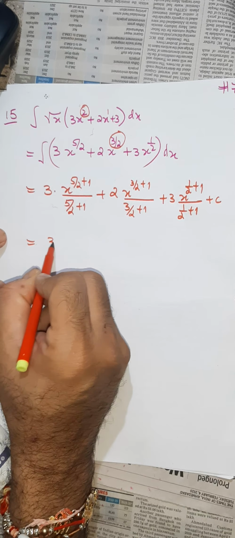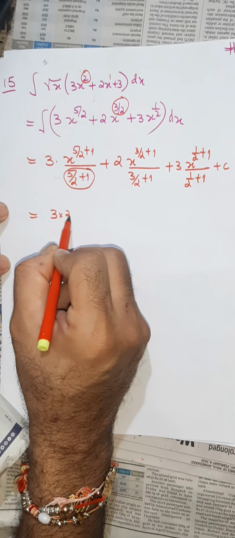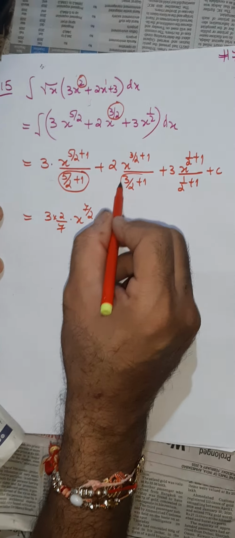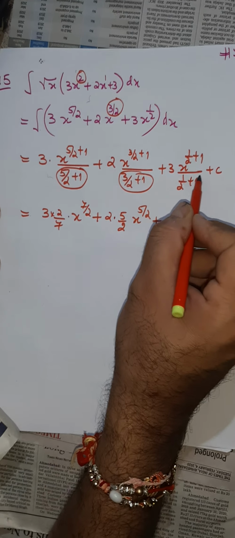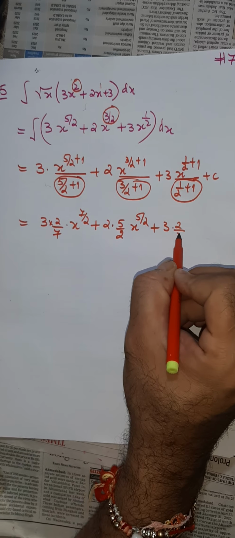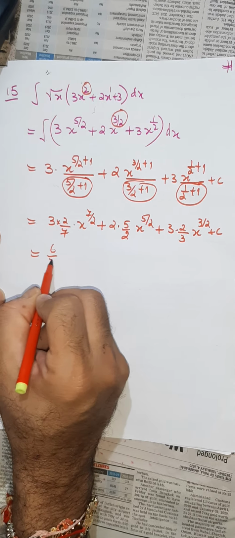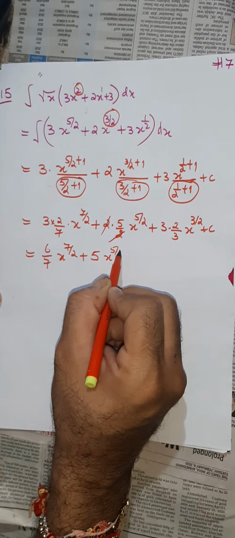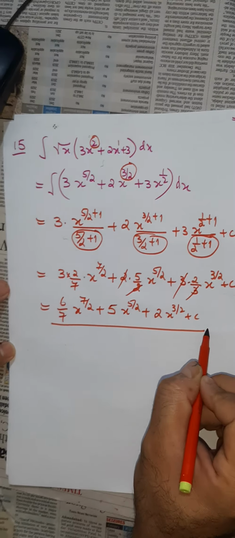So you just simplify. This is nothing but 7 by 2, so you can write 2 by 7 into x raised to 7 by 2. This is 5 by 2, so 2 into 2 by 5 into x raised to 5 by 2. This is 3 into, this is 3 by 2, so 2 by 3, x raised to 3 by 2, plus c. So finally we get 6 by 7 into x raised to 7 by 2, plus this is 5 into x raised to 5 by 2, plus this is 2 into x raised to 3 by 2, plus c. This is the required integral of the given function.